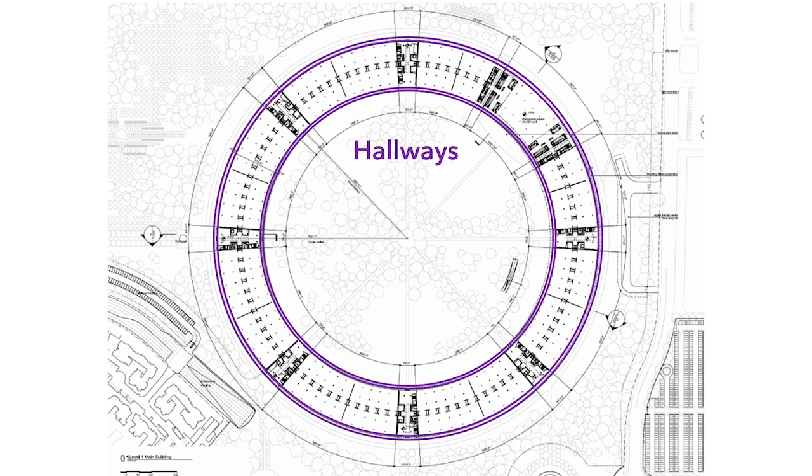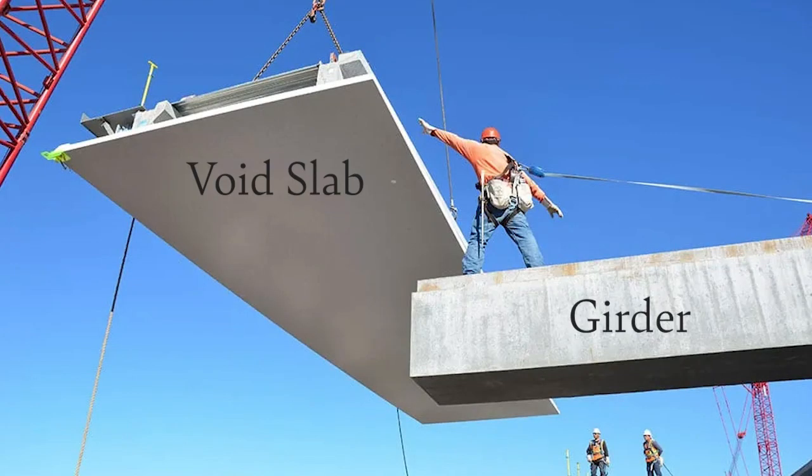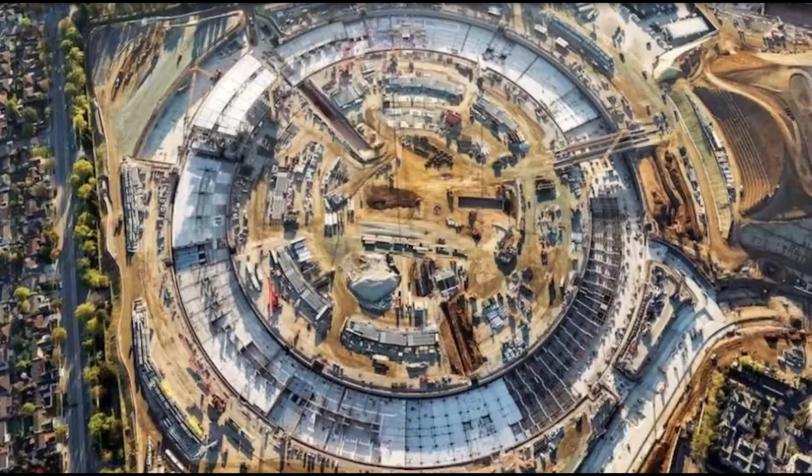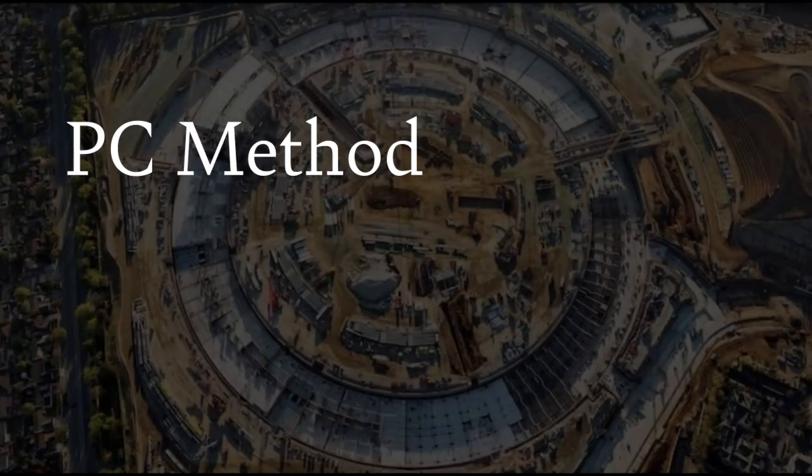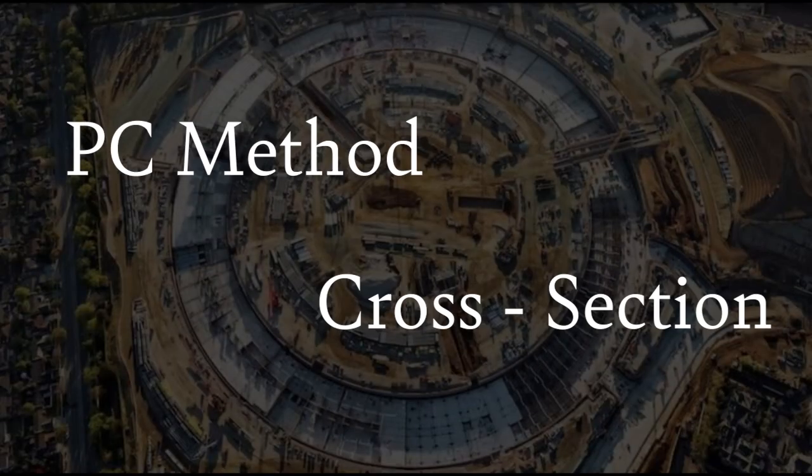Continuous hallways are located adjacent to the glass at the inner and outer perimeters, with the outer hallway being nearly a mile long. Also, we handled the void slab and girder. So today, we're going to talk about the PC method, which is used in Abbey Park, and the cross-section in detail, including column, girder, void slab, and access floor in turn.